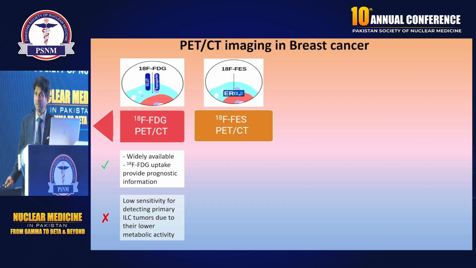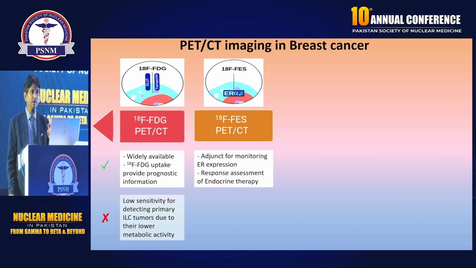Second, FES targets the estradiol receptors. What is the advantage? It is in vivo imaging. You cannot biopsy each site, and heterogeneity is very common in breast cancer. So it gives you in vivo imaging of ER expression, and it is very good in response assessment. You give hormonal therapy for 5 years and it has a lot of side effects. So you want to know whether these tumors have ER/PR expression or not.